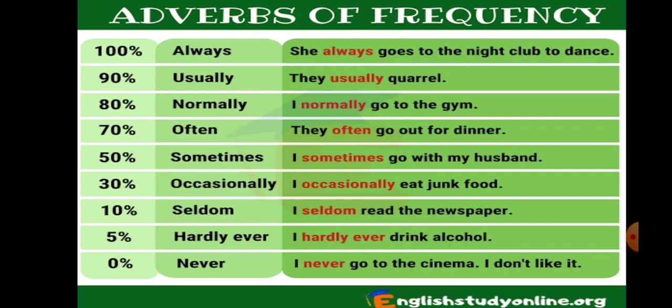When it is 5%, we use hardly ever or rarely. I hardly ever drink alcohol, or you can use rarely. I rarely drink alcohol. When the frequency of an action is 0%, we use never. I never go to the cinema. I don't like it. So, according to this chart, all these words are adverbs of frequency and they are given in the decreasing order when we talk about the frequency of an action.